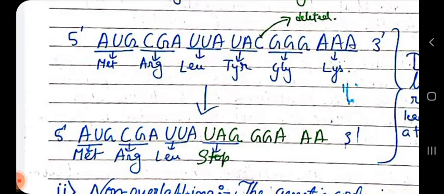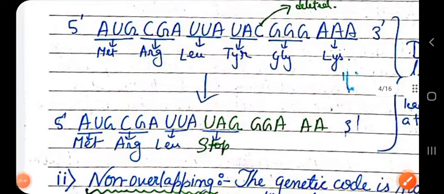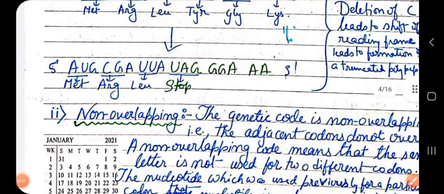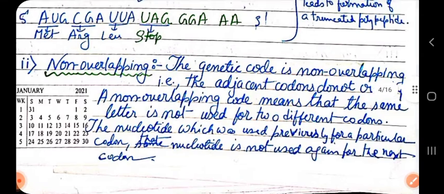So this was the first point regarding your genetic code. Let us see the second point.